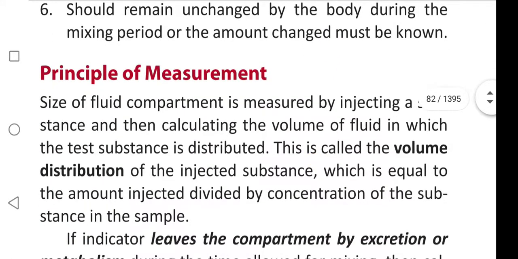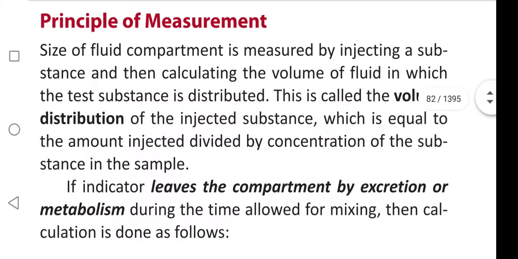Principle of measurement. The size of the fluid compartment is measured by injecting a substance and then calculating the volume of fluid in which the test substance is distributed. This is called the volume distribution of the injected substance, which is equal to the amount injected divided by the concentration of the substance in the sample.